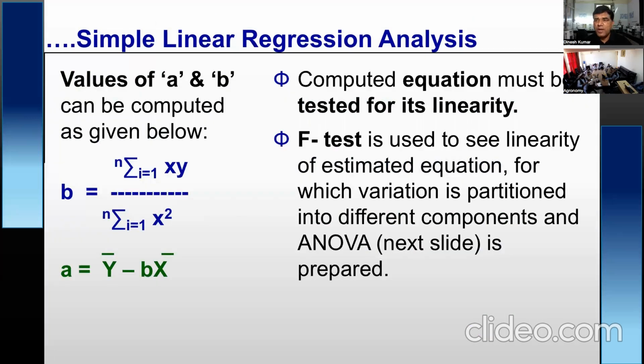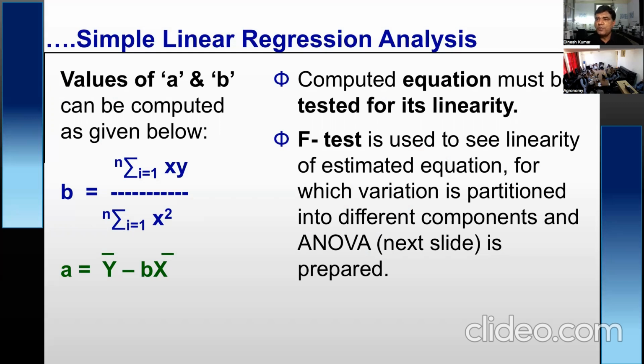Okay. Now we have found the values of A and B, and we can put these values in the equation y is equal to a plus bx. In place of A, we put the calculated value, and in place of B, the calculated value of B. Now we have the equation. Now we want to test whether this equation is truly linear or not, which is called the regression test or testing the linearity of the equation.